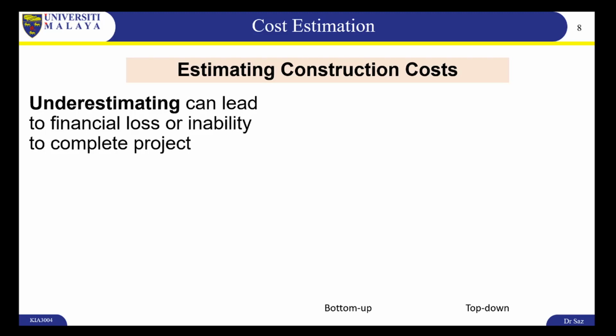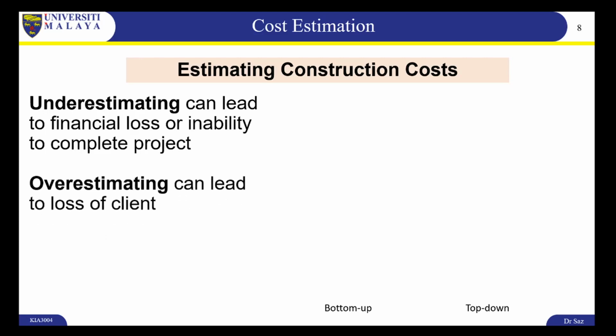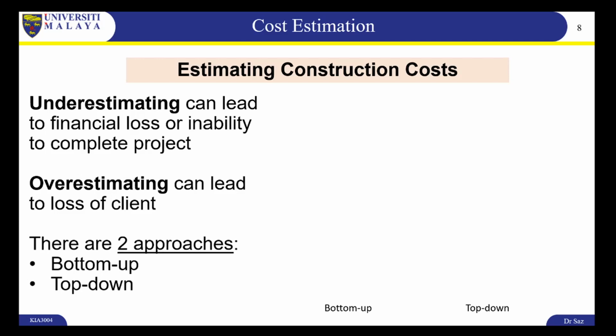Underestimating construction costs can lead to financial loss, where suddenly we find we don't have enough money to complete the project. Overestimating can lead to a loss of client, where nobody wants to take our project because it's too expensive. So there are two approaches to estimating construction costs. Usually, we can do the bottom-up approach or the top-down. Let's look at the bottom-up first.